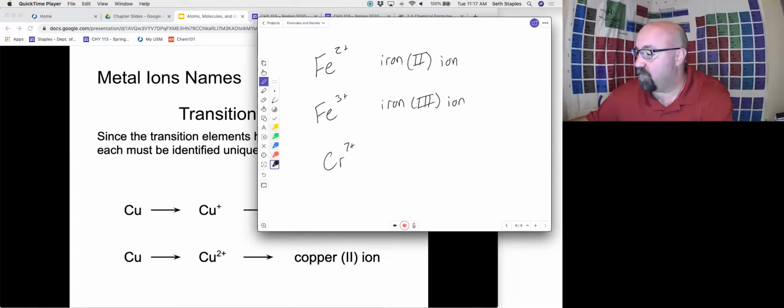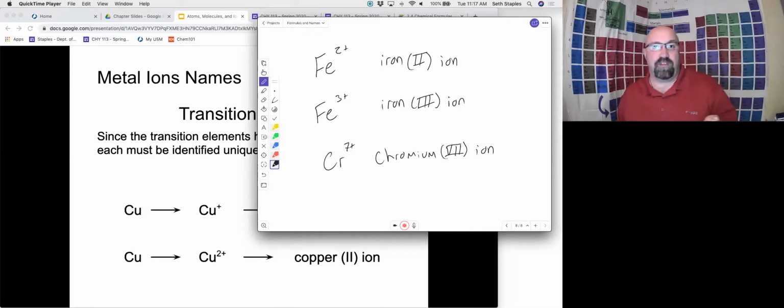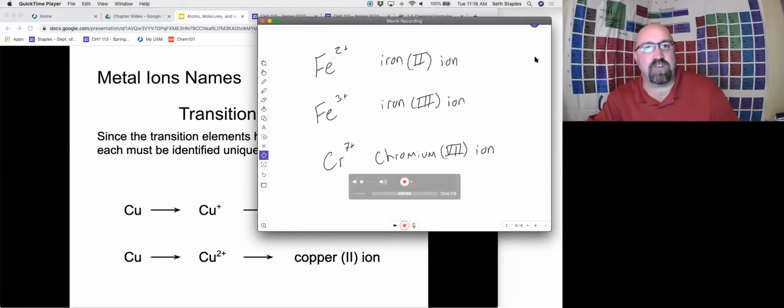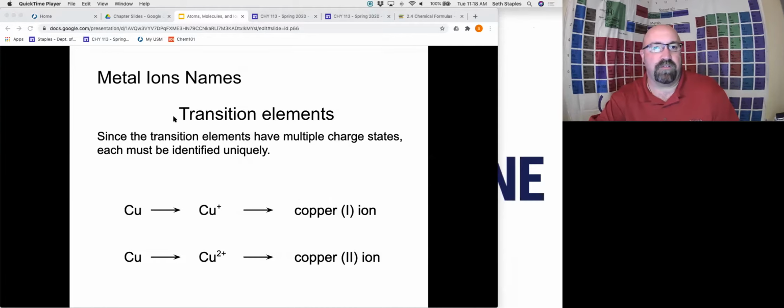Chromium can actually form a 7+. And so we would just call this chromium 7 ion. And that tells us what the charge is. And so since chromium is one of our transition metals, again, we can't just say chromium ion. Doesn't tell us what the charge is going to be because those transition metals can be all over the place. But now we have all the information we need. Chromium 7 tells us it's going to be chromium ion with a 7+ charge. So we need that additional information when it comes to our transition metals.